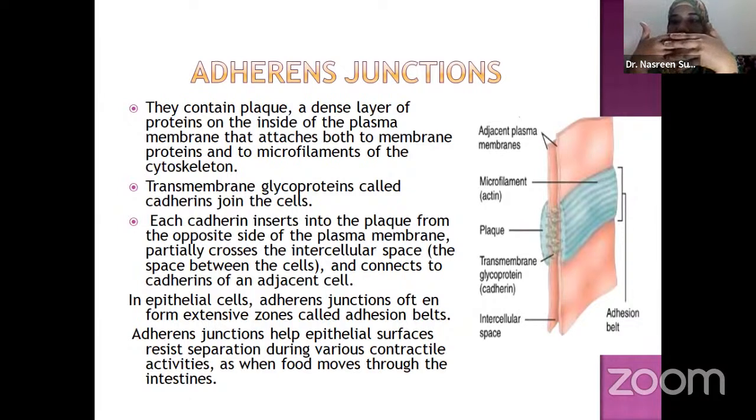Can you see them here? Okay, means they are going deep inside the cell, more than half of the cell. Okay, that is called cadherin. And the tight strip which is formed, that is called plaque. Plaque cadherins go inside the intercellular space and they connect to the cadherins of the adjacent cells.